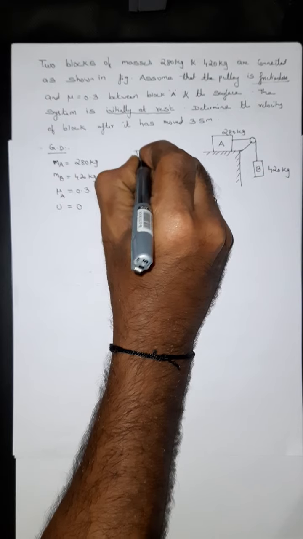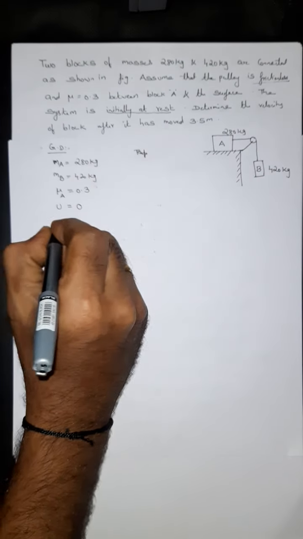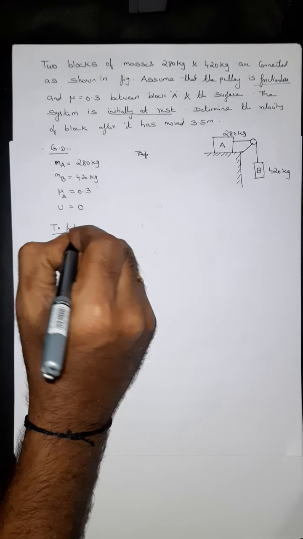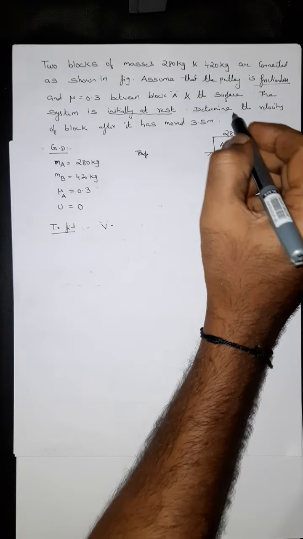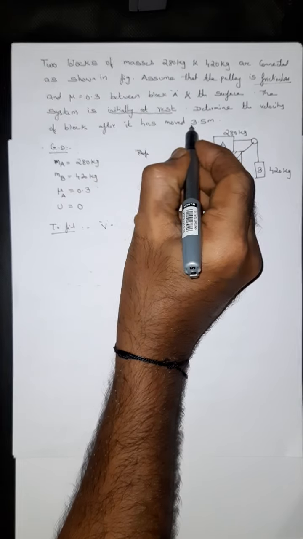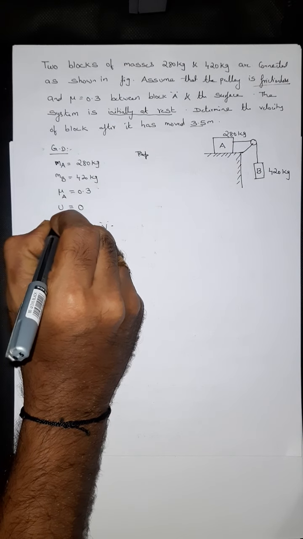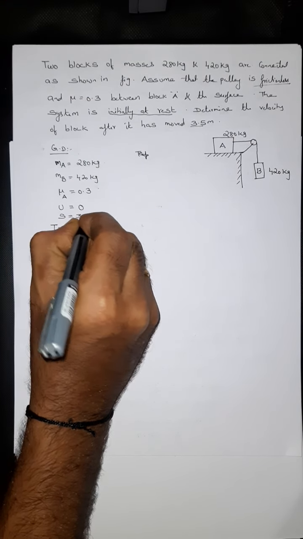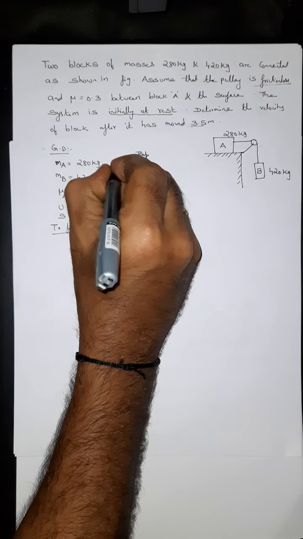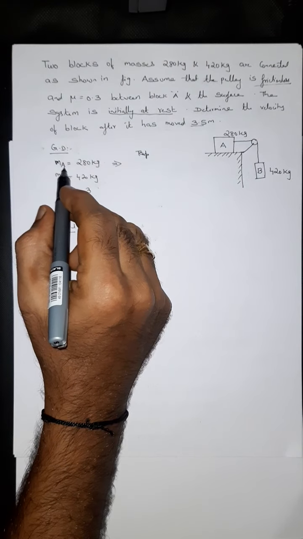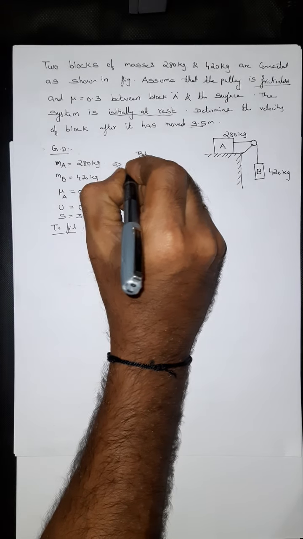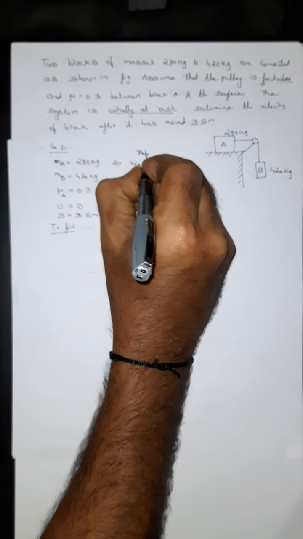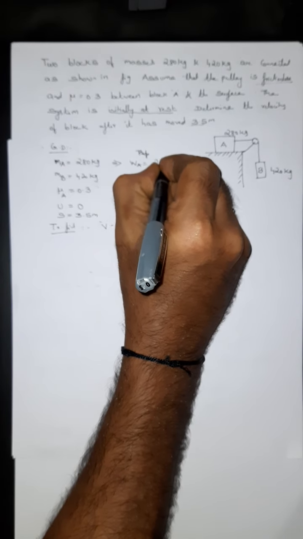So to find velocity, after the block has moved 3.5 meter, which is nothing but displacement or distance, 3.5 meter. Let me convert this kg into Newton. So W is equal to mg. So WA equal to mg, 280 into 9.81.